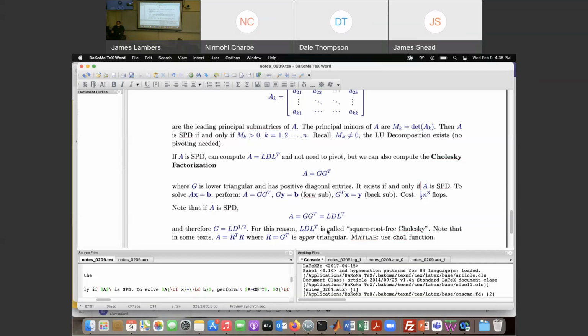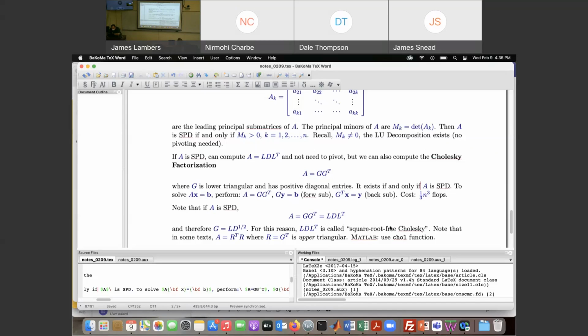And so LDLT is called square root free Cholesky. The reason for this is, as I'll show you, the algorithm for computing the Cholesky factorization requires taking a few square roots, or n square roots altogether for an n by n matrix. LDLT does not require square roots.